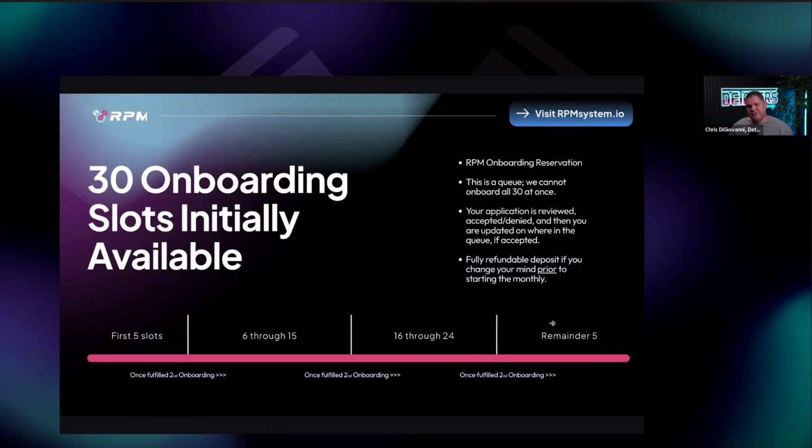RPM, the initial investment is a reservation. So we don't call guy number 6 through 15 until the first 5 are done. So this is a queue. I can't onboard all 30 at once. Our RPM team is pretty big, but it is not like 40 people big. And we have a very specific process to make sure that this system provides an immense value and immense time value for you day one.